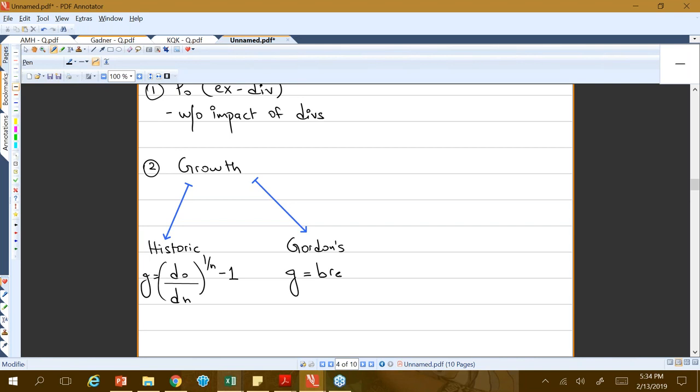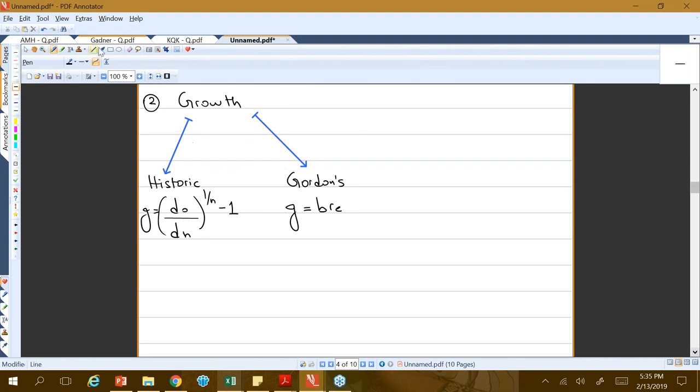Again, questions come from the students at this point. Well, how would we know if we have to use the historic model or the Gordon's model? Well, the answer to that is, again, that it depends on the given information. If the examining team has given you information for using the historic model, then you have to use it. If the examining team has given you information about the Gordon's model, then you have to use that. So let's just think about these now. What is D naught? What is Dn? What is n? And then what is b? What is RE? So D naught is the dividend now.